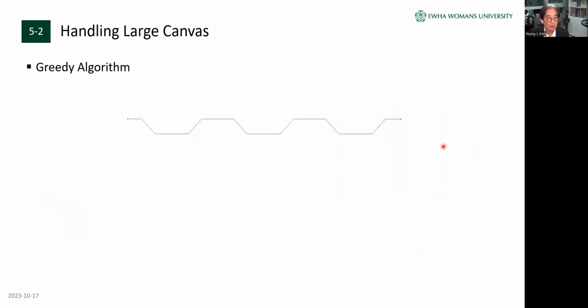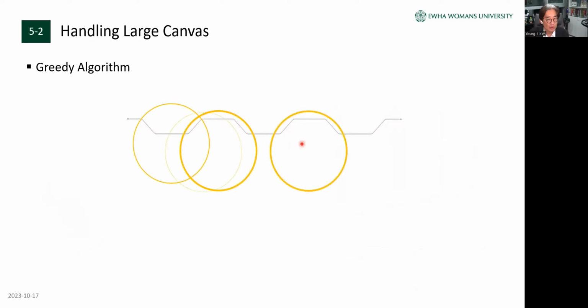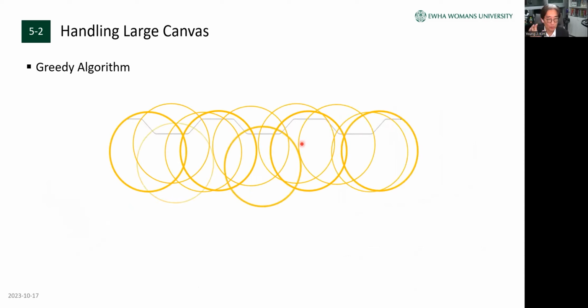Then we try to solve the problem in this way. So this is the target simplified 2D canvas. And then these circles represent the coverage for the manipulator, the simplified version.